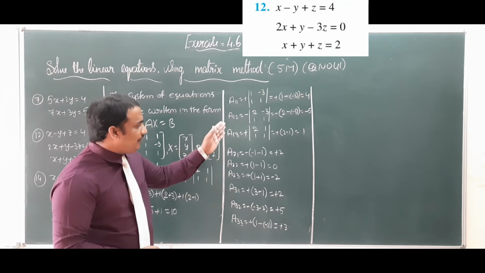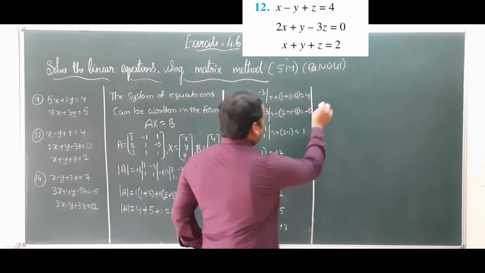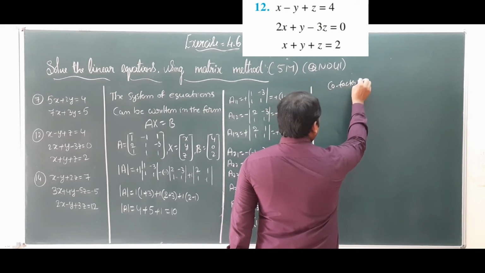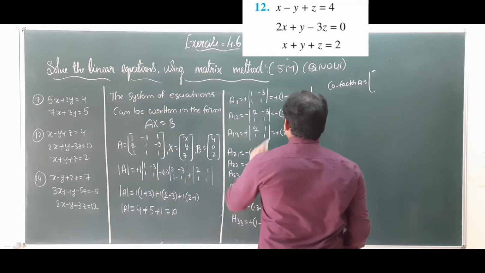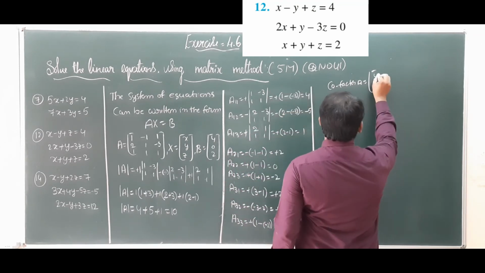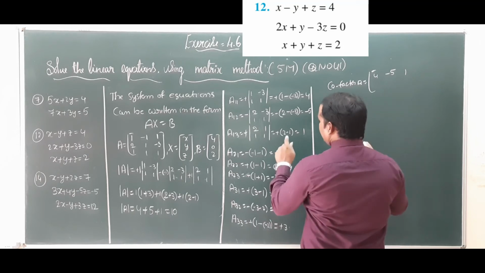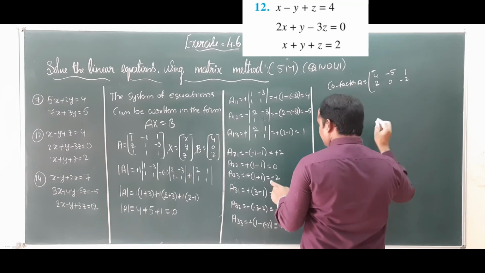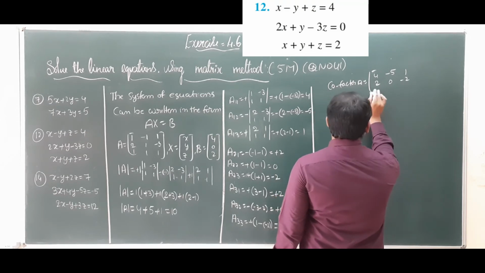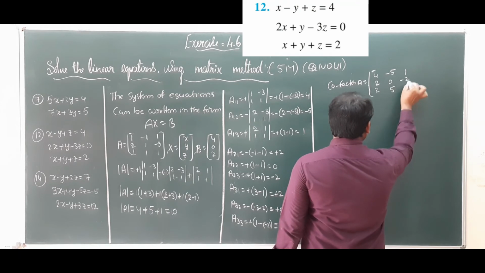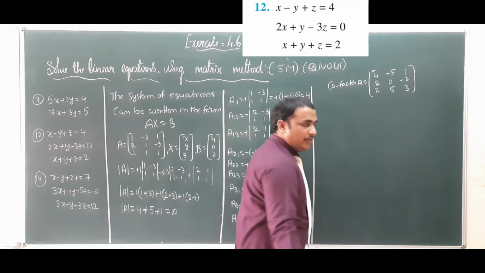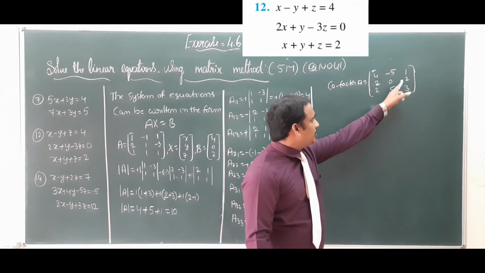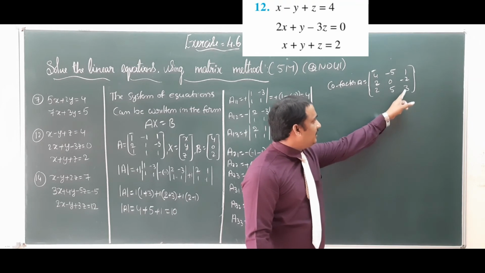Now you got here all cofactors elements you got. Now cofactor of A. Cofactor of A equal to, what is the cofactor of A here? 4 minus 5 1. Next 2 0 minus 2. Next here 2 5 3. Cofactor of A written A11, A12, A13, A21, A22, A23, A31, A32, A33 written.